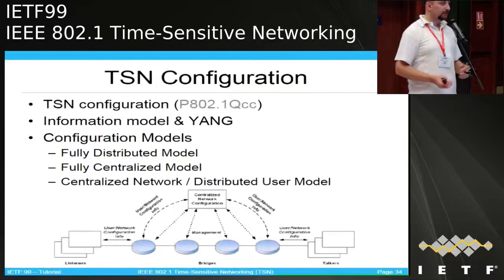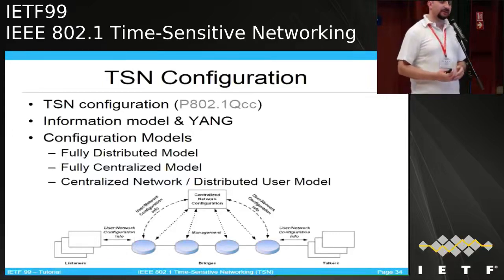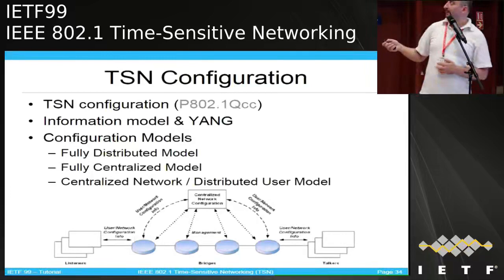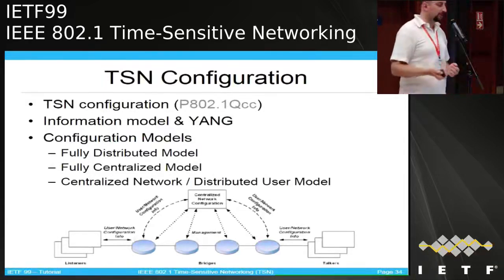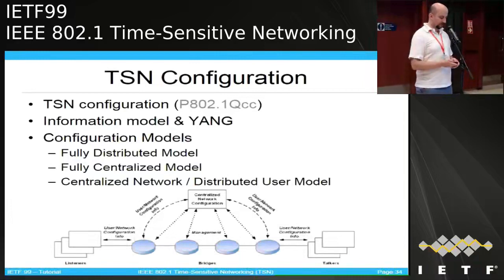The fully centralized model is when both the network equipment like the bridges and the end station hosts are under control of a central entity, which can happen, for example, in a factory, where all the end stations and the bridges are desired to be under the control of the same entity. And the one that is also illustrated at the bottom is the centralized network, distributed user model, where the bridges, the network nodes, are under the control of a central entity, which is called in this document the central network configuration entity. But the end stations, listeners, and talkers are not under the control. There is some protocol exchange or some information exchange between the end stations and the network, actually, via a user network interface. This document provides an information model and YANG for TSN configuration.